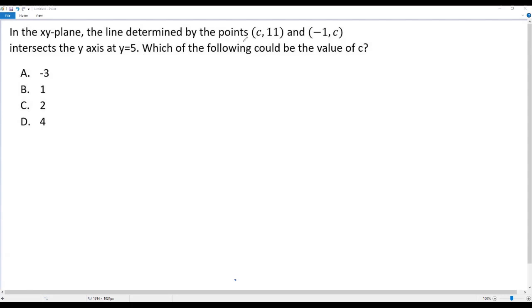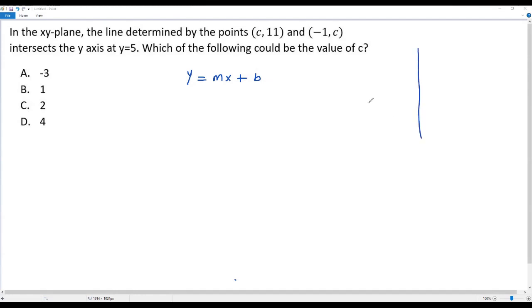Okay, now we have 2 points on a line, that is (c, 11) and (-1, c). And also we know where the line intersects the y-axis, that is at y equals 5. Okay, let's find the equation of the line in slope-intercept form. The equation of the line in slope-intercept form is y equals mx plus b. And here we already know that m refers to the slope and b refers to the y-coordinate at the y-intercept.